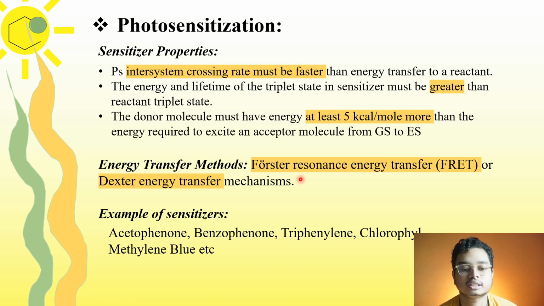Now let us talk about some examples of sensitizers: acetophenone, benzophenone, triphenylene, chlorophyll, methylene blue. These are the common sensitizers used in photochemical reactions.